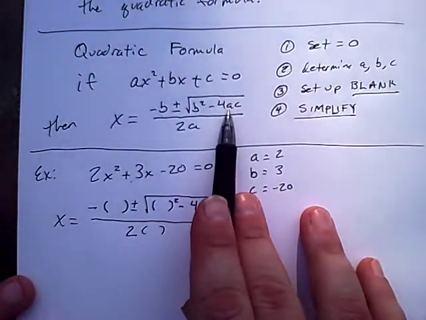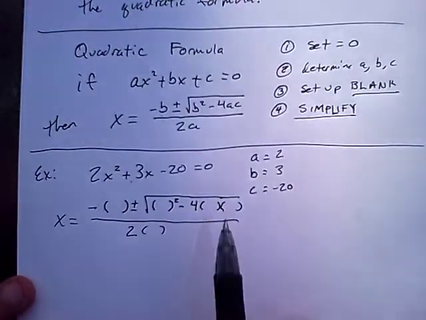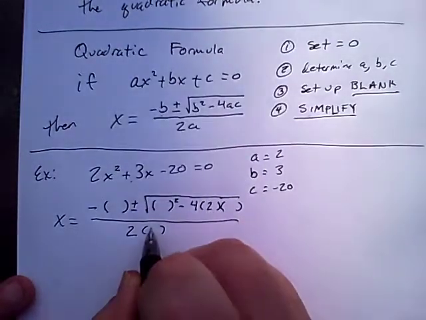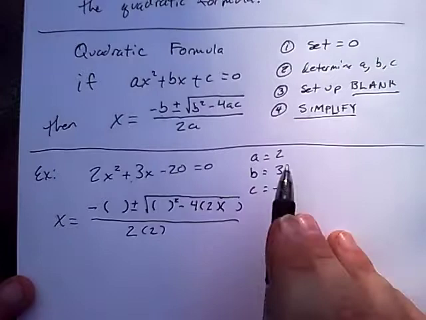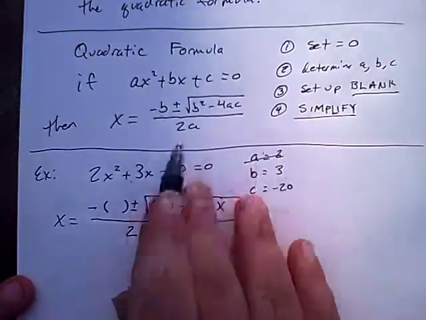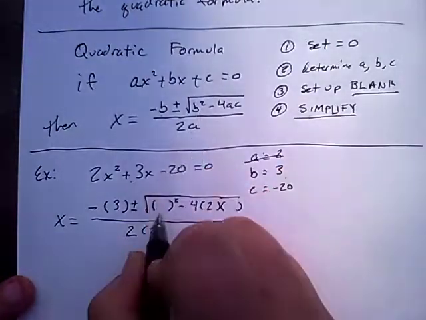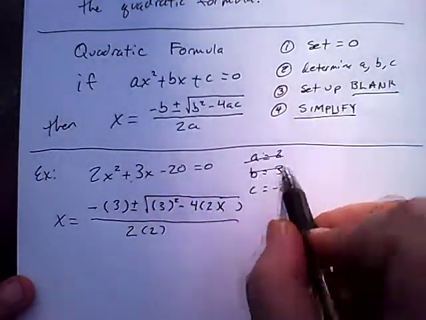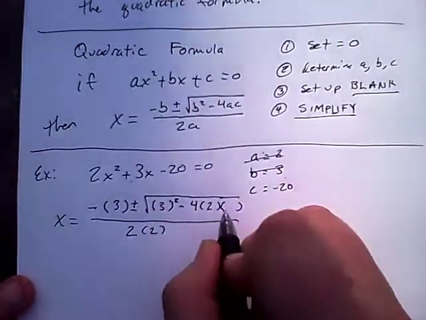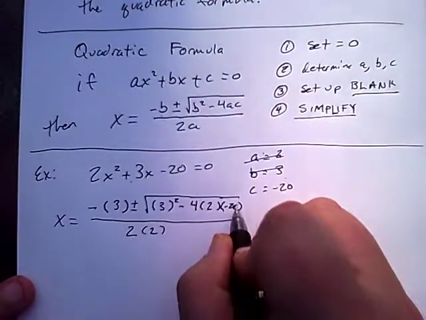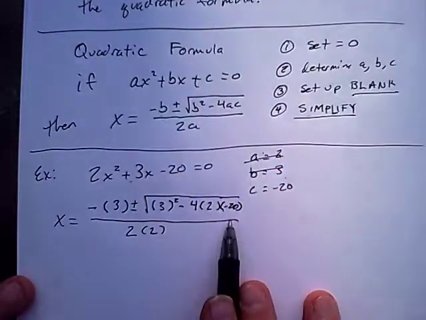A is going to be this guy here, and in this example, A is 2. So I have a 2 here and a 2 here, and then I'm done with him. B is 3. B is going to be this first one, so I put a 3 here and a 3 here, and I'm done with him. And C is negative 20, so I want to sneak negative 20 in that spot for C.